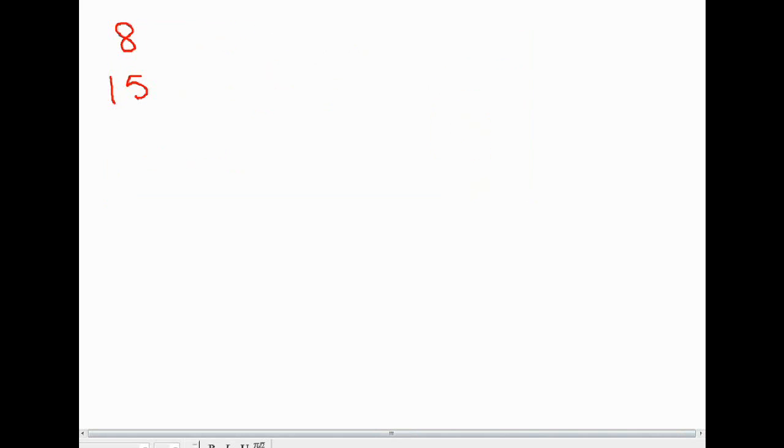So to come up with a list of factors for 8, I'll write all of the multiplication questions that equal 8. So we always start with 1. 1 is always going to be a factor of every number. We have 1 times 8, 2 times 4, and that's it. 3 doesn't go evenly into 8, and we already have 4 on our list.